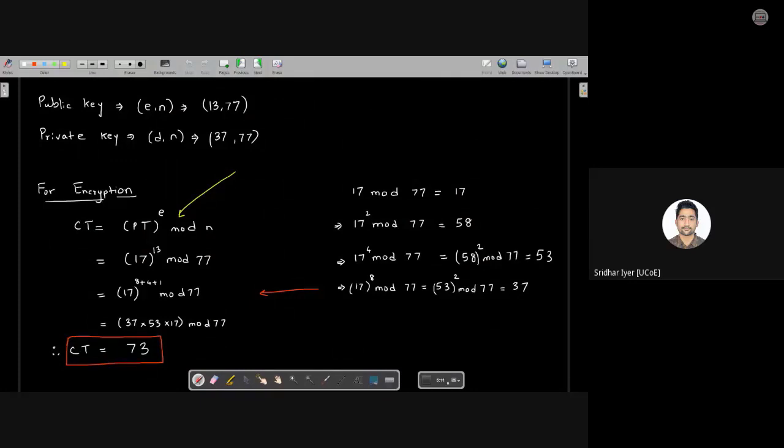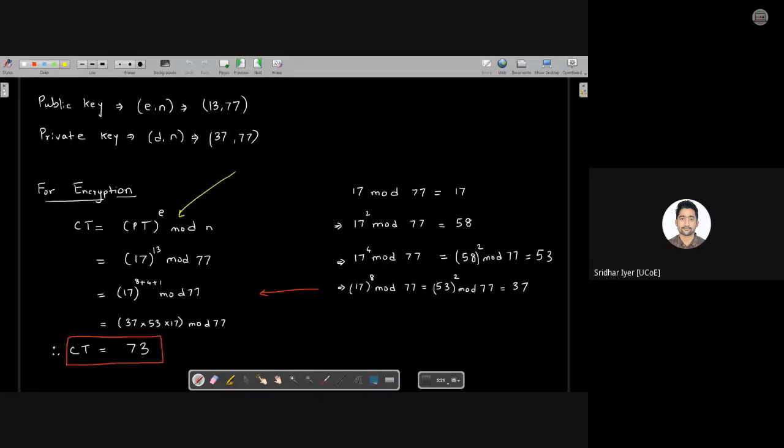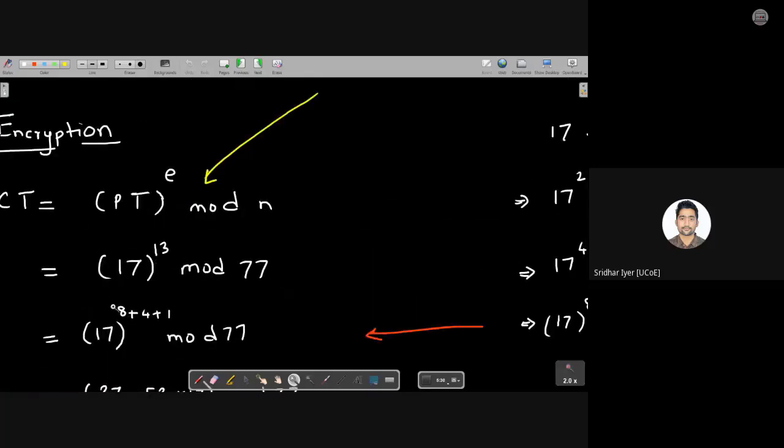Now 17 is nothing but your plain text. So plain text raised to e. E is what we had taken in this case. We already have the value of e as 13. So it will be 17 raised to 13 mod 77. Now if we want the value of 17 raised to 13, it is basically 17 raised to 8 plus 4 plus 1, isn't it?